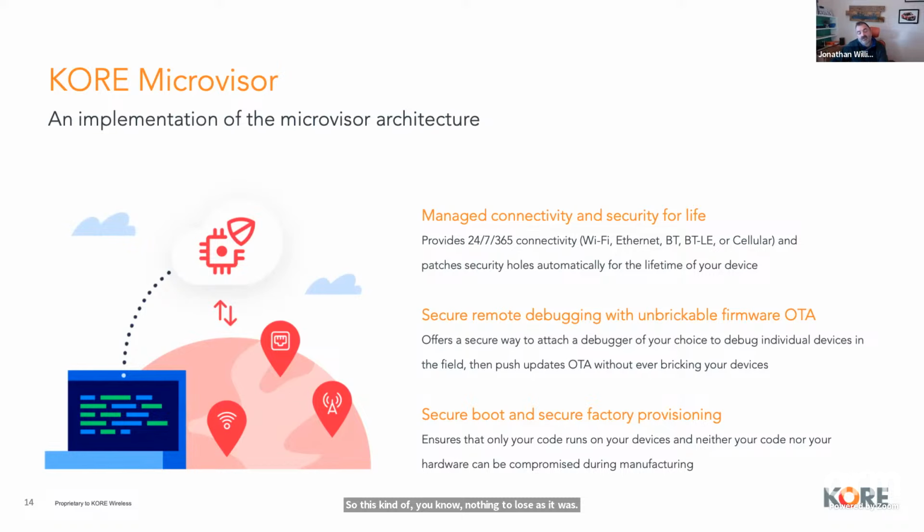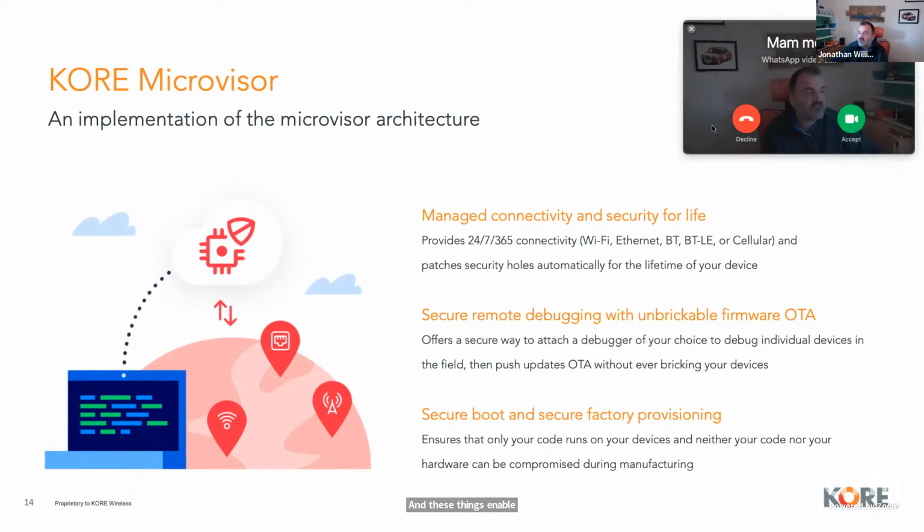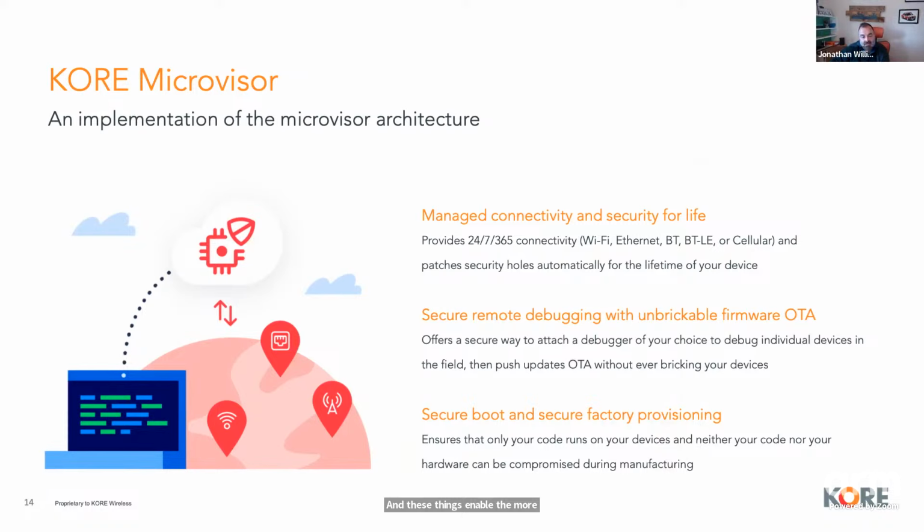In terms of the device level implementation, the Microvisor approach gives you managed connectivity and security for the lifetime of your device. You get to focus on your application, while we at Core take care of the connectivity and keeping your devices online 24/7. And we also maintain the security of those connectivity and IP stacks on the device. As we're here to talk about, you get to benefit from unbrickable over-the-air firmware updates and secure remote debugging. And these things enable the more agile approach to the IoT device that I explained earlier. And I'll explain a little bit more about these shortly.